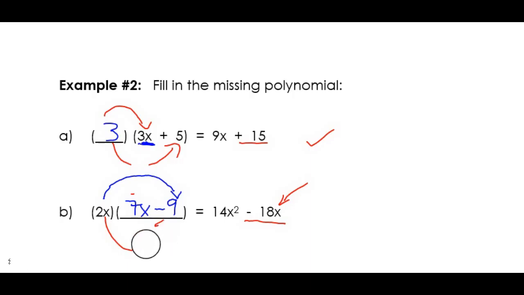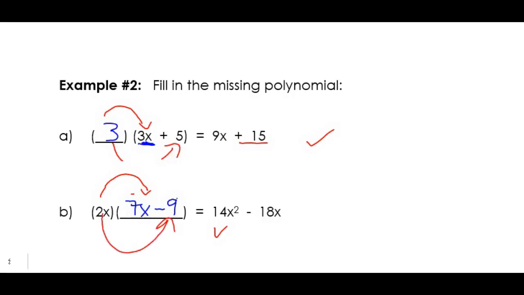So, again, let's just do a quick check of this to make sure that all the parts that need to be there are there and that I have no extra parts there to make my answer incorrect. 2x times 7x does give me 14x squared. 2x times negative 9 does in fact give me negative 18x. So I've done that question properly.